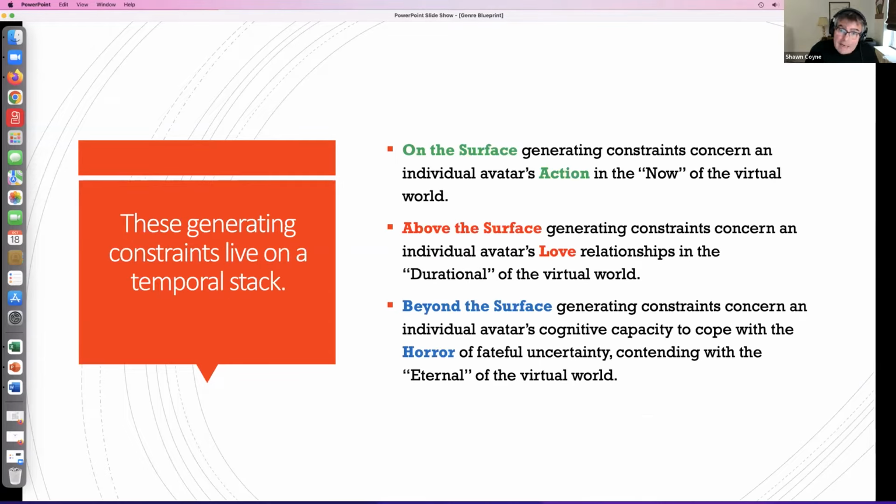So these live on a temporal stack, meaning time. On the surface, generating constraints concern an individual avatar's action in the now of the virtual world, right now. What's going on now?